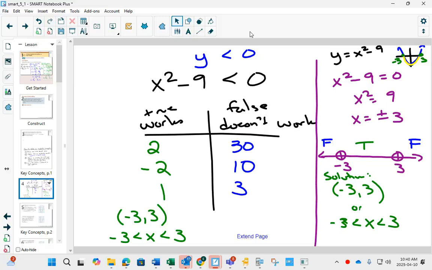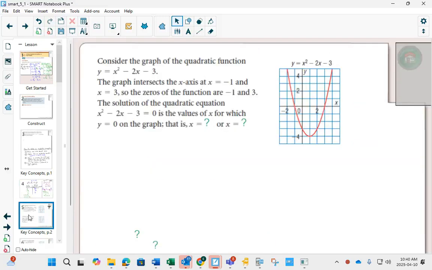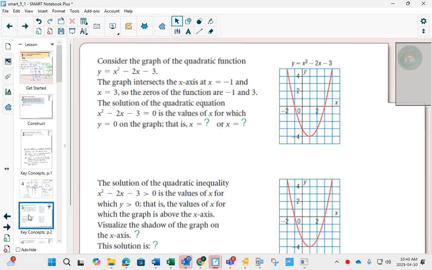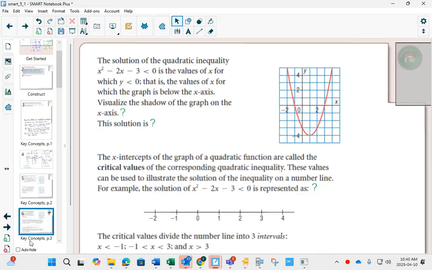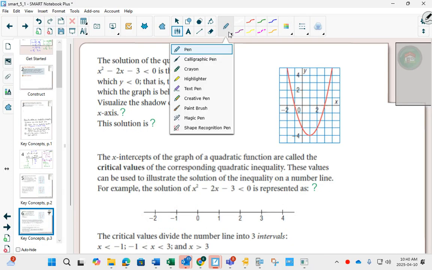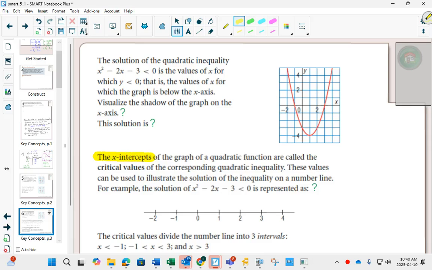All right. Something to highlight. So here they show the graphs on the next page. I want to just highlight this sentence here because I like the wording. The x-intercepts of the graph are called the critical values. Those are the points that you put on your number line. And maybe you want to make a note.